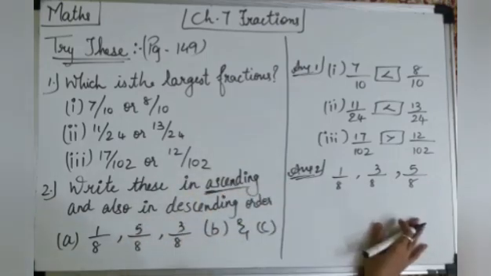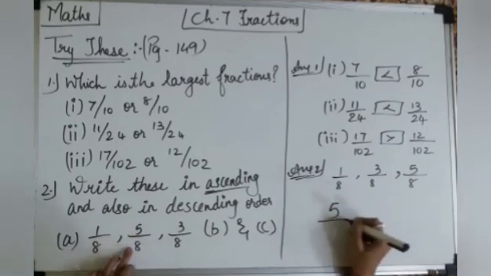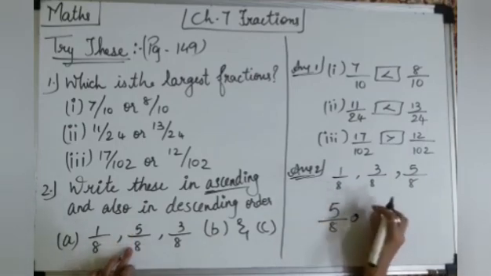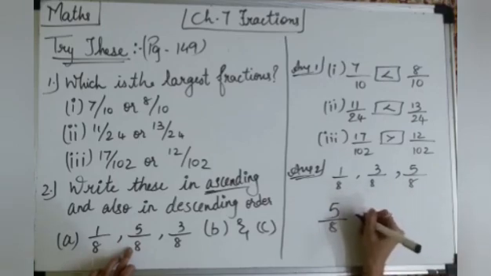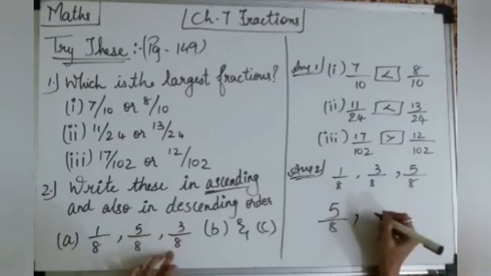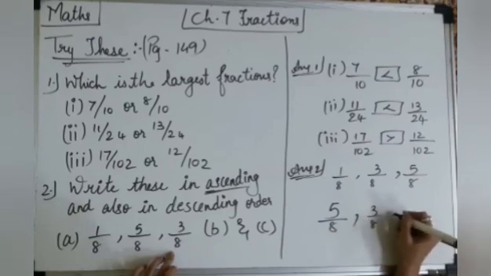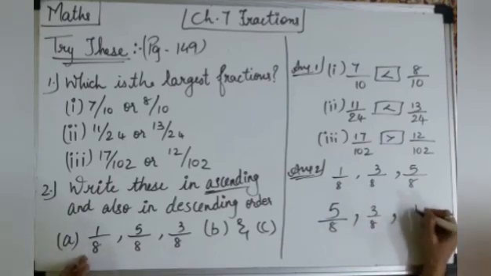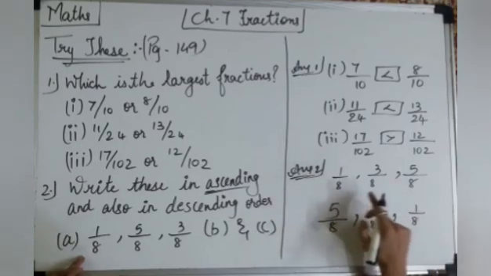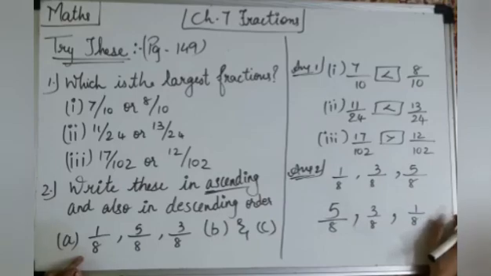Now they have told you to find descending also. So in descending what will we do? Greater fraction to the smaller fraction. So the greater fraction is 5 upon 8, then 3 upon 8, and then 1 upon 8. It is easy. Why is it easy? Because the denominator is the same.